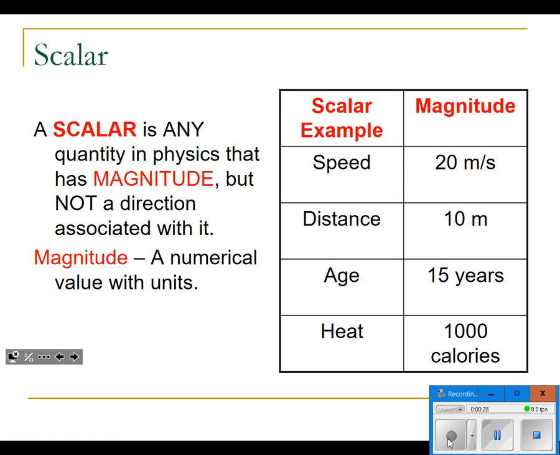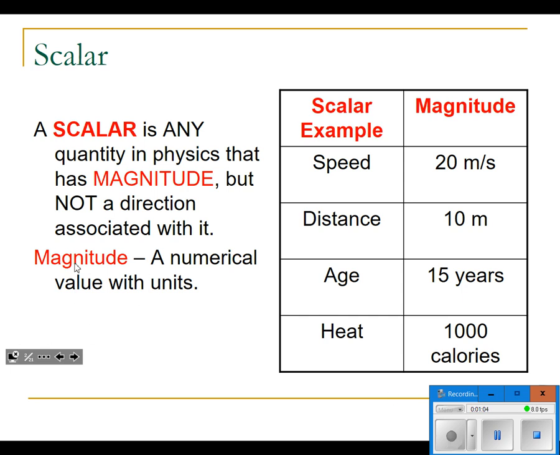On the back of the front page, it says scalar versus vector, and this is where this information can be written. So scalar actually is any quantity in physics that has magnitude. Well, what's magnitude? Magnitude is a numerical value with units, but scalar values don't have any direction associated with them. Okay, so some examples would be things like speed, just a magnitude. Distance, just a magnitude. Age, just a magnitude. And heat, just a magnitude.